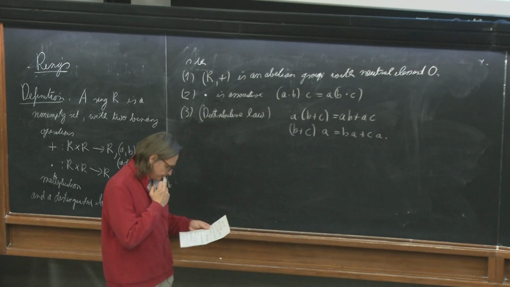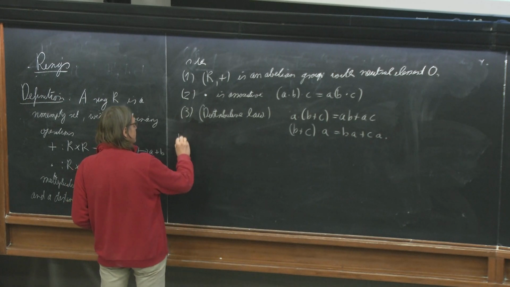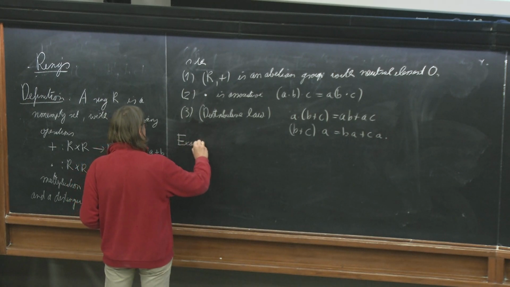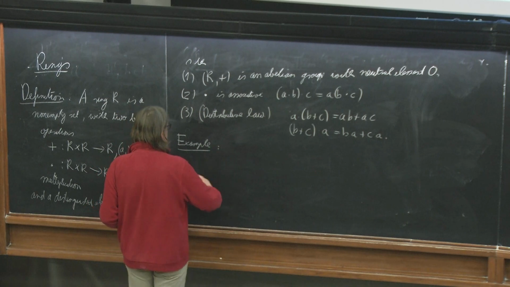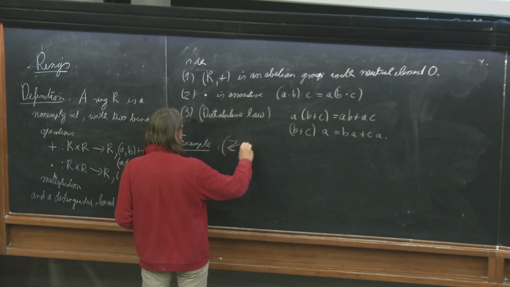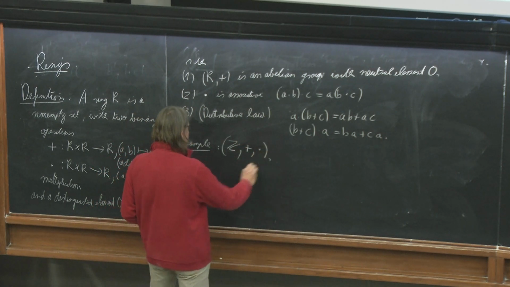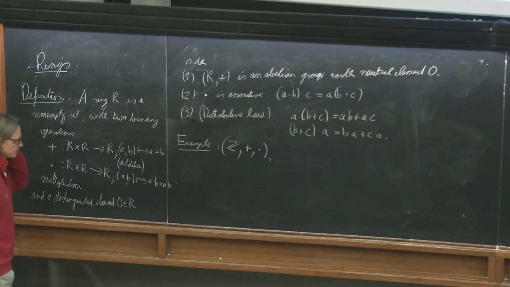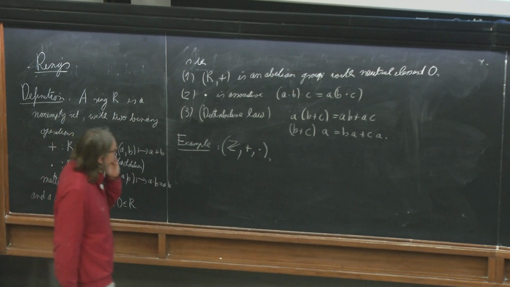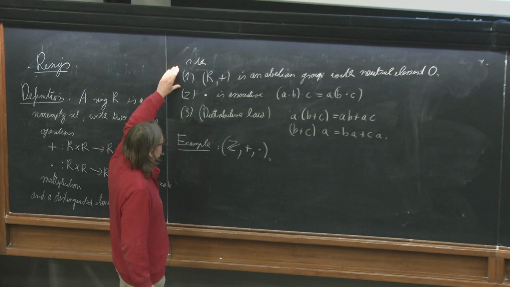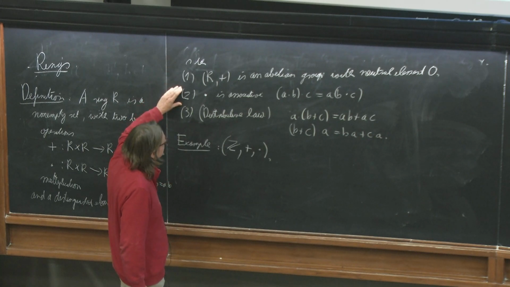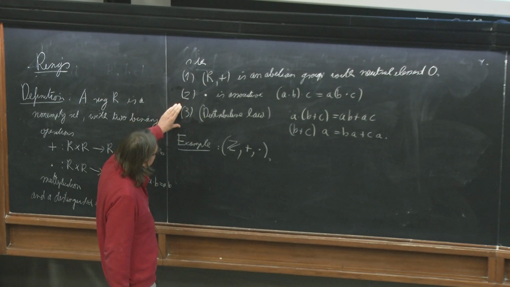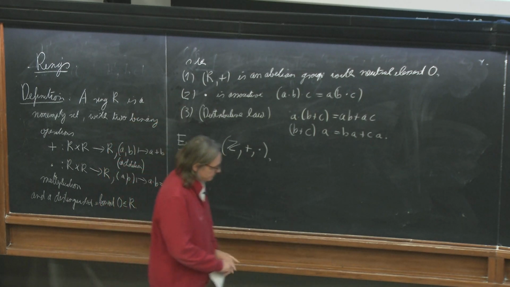And that's all. So as I said, an example is the integers with the addition and the multiplication. Obviously, the neutral element is 0. So we have an abelian group, we have a multiplication, which is associative, and we have a distributive law which ties these two things together.